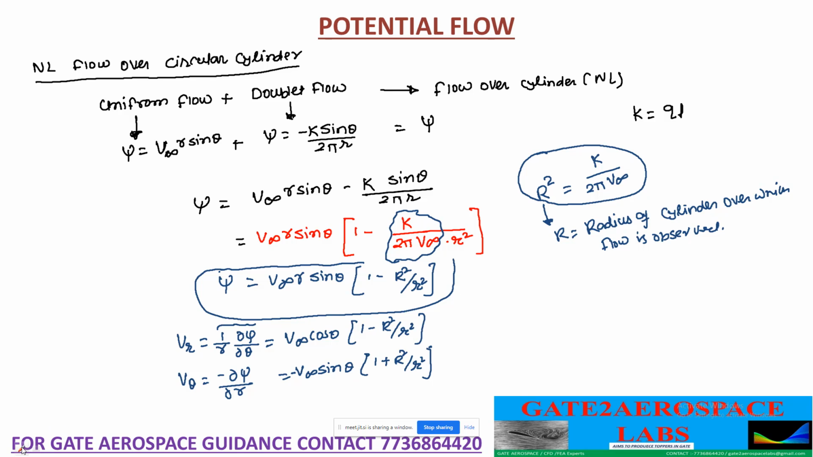So till now we have completed our first objective. The first objective was to find the radial component of velocity and the tangential component of velocity. Our next objective is to determine the stagnation point.